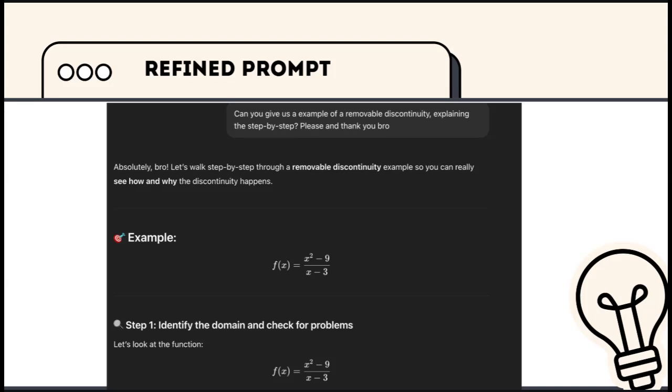All right, for better understanding and a clear process, we decided to ask ChatGPT if it could help us with an example of removable discontinuity and its step-by-step process. So our question was, can you give us an example of a removable discontinuity, explaining the step-by-step, please? ChatGPT answered so we can really see how and why the discontinuity happens.